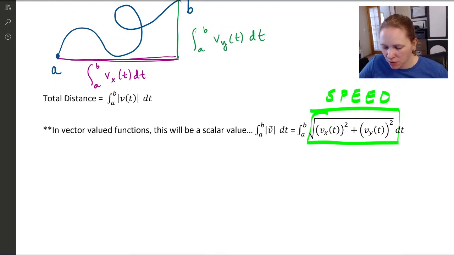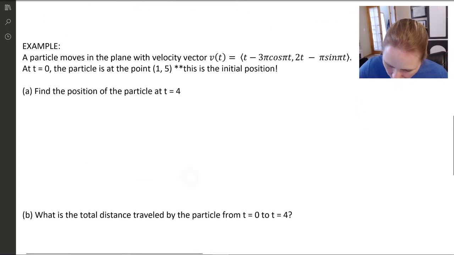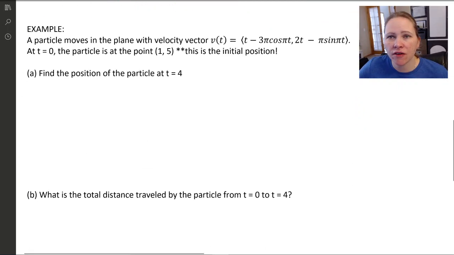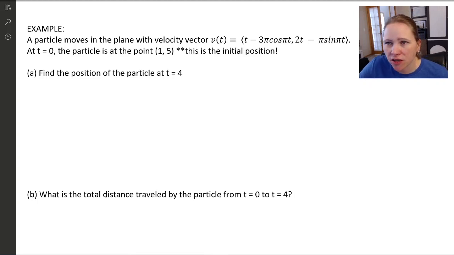And this is a really common question to pop up on the AP exam in terms of what you're asked to do with vectors. So once we have this equation down, and you can pause the video and copy it if you need to, let's try an example. Here I've got a particle moving in a plane with a velocity vector given here. At t equals 0, the particle is at the point (1, 5). This is my initial condition, position. I want to find the position of the particle at t equals 4.